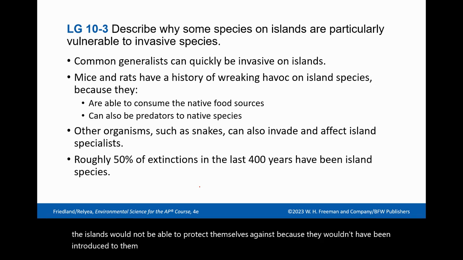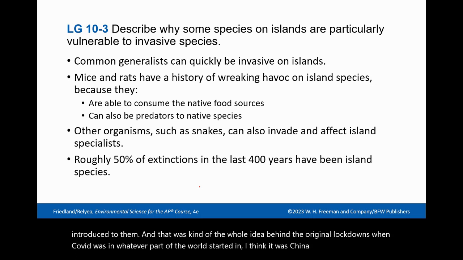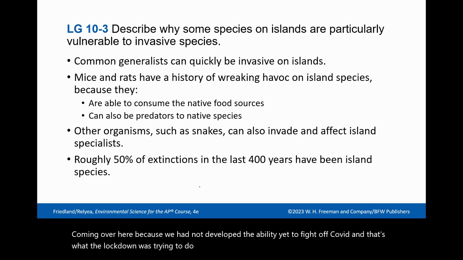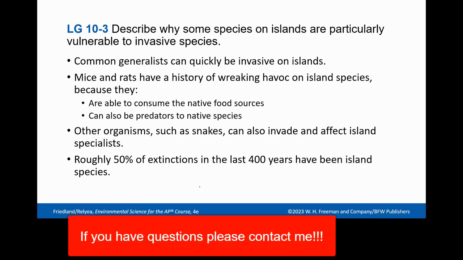And that was kind of the whole idea behind the original lockdowns when COVID was in whatever part of the world it started in. I think it was China, right? We didn't want that coming over here because we had not developed the ability yet to fight off COVID, and that's what the lockdown was trying to do. Scientists estimate that roughly 50% of extinctions in the last 400 years have been island species because they're just not well adapted when new things come around.